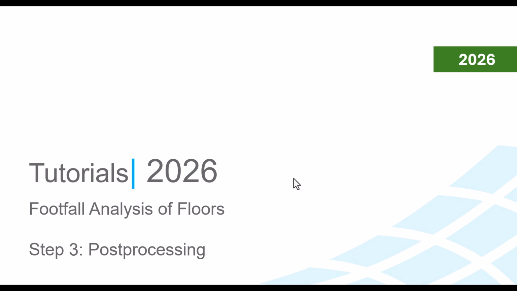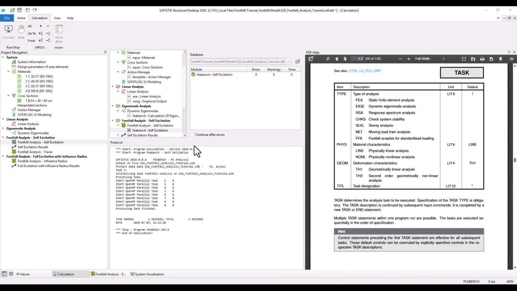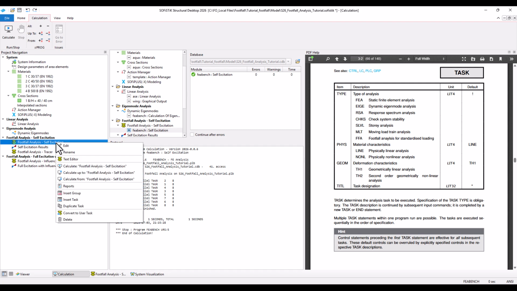This part of the tutorial focuses on reviewing the results of the Footfall analysis within the Sophistic Structural Desktop. After completing the analysis in the previous tutorial video, we'll now open and examine the generated report.